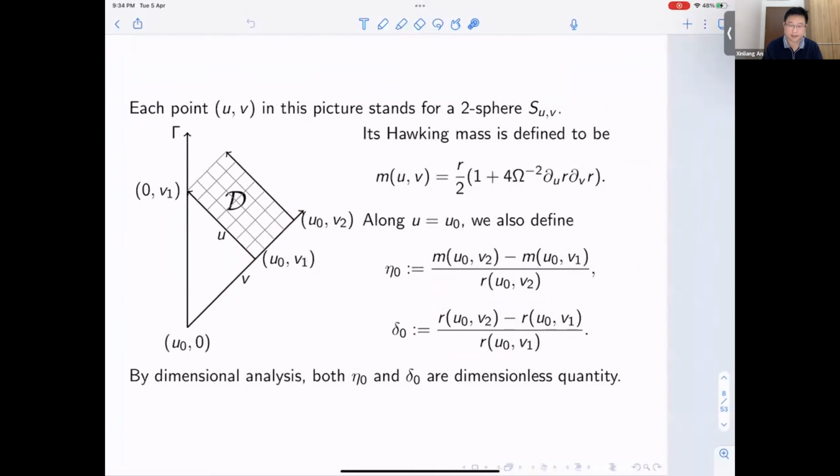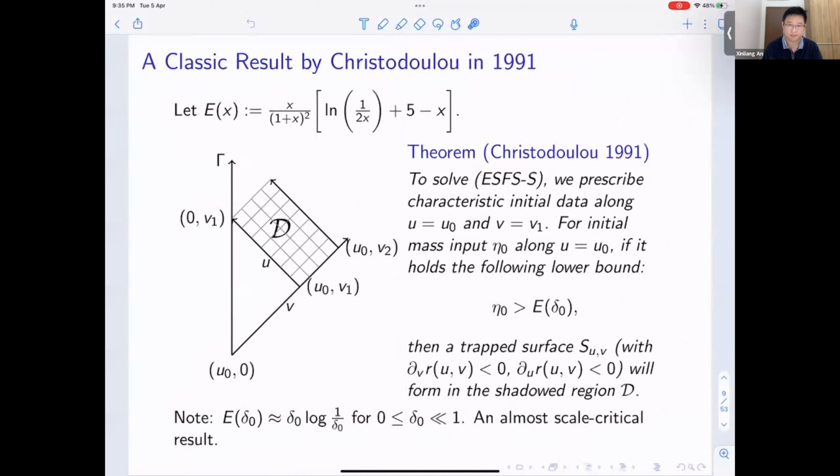We can compare them. Let's recall a classic result by Christodoulou in the early 1990s. He defined a function of the following form, E. So he proved the following. We try to solve the Einstein scalar field system under spherical symmetry. We prescribe characteristic initial data, on u equal to u_0 and v equal to v_1. If for the initial data here eta_0 is larger than E, the function which is defined, then in the shaded region, there will be a trapped surface formed, with both partial_v r and partial_u r negative.